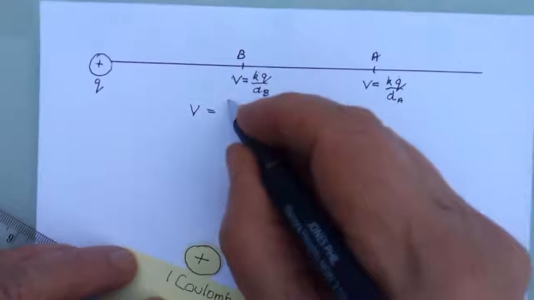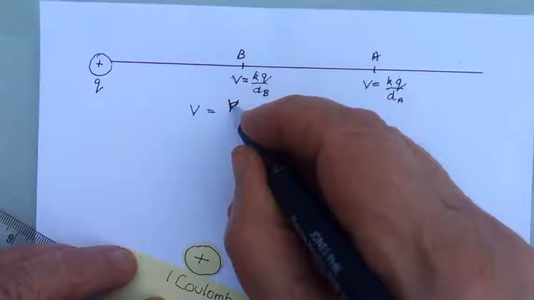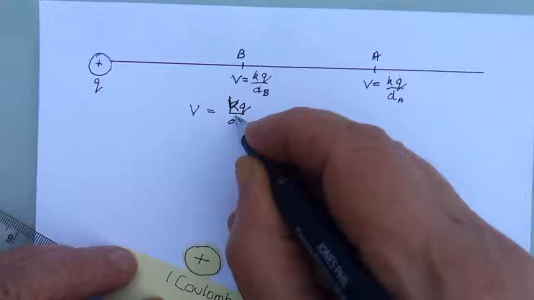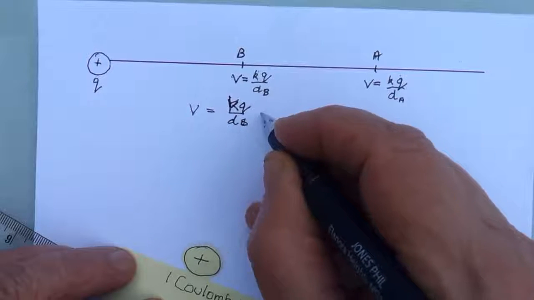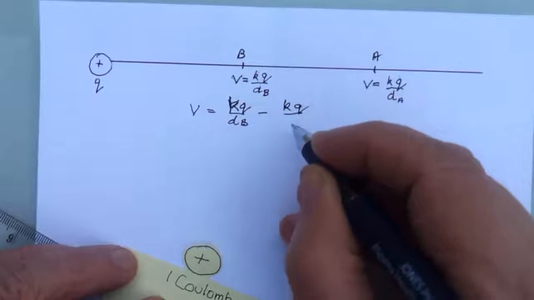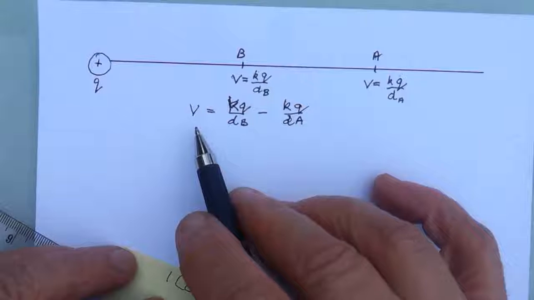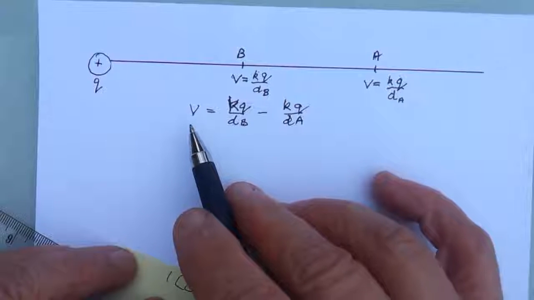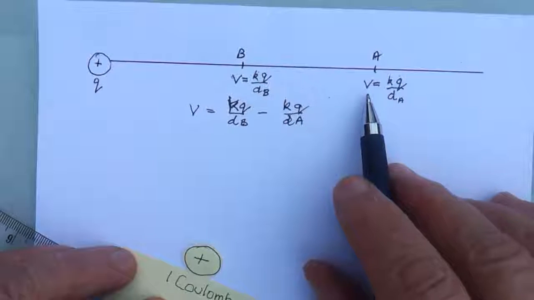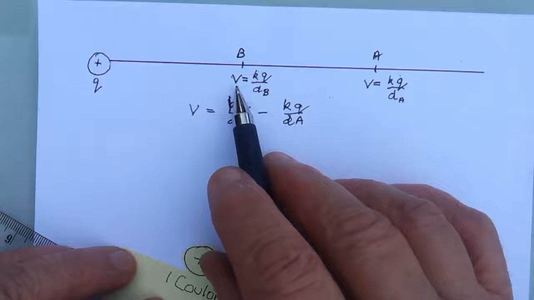So this would be KQ on dB minus KQ on dA. Now the units there of course would be volts. The unit here for potential is the volt, and here is the volt of course.